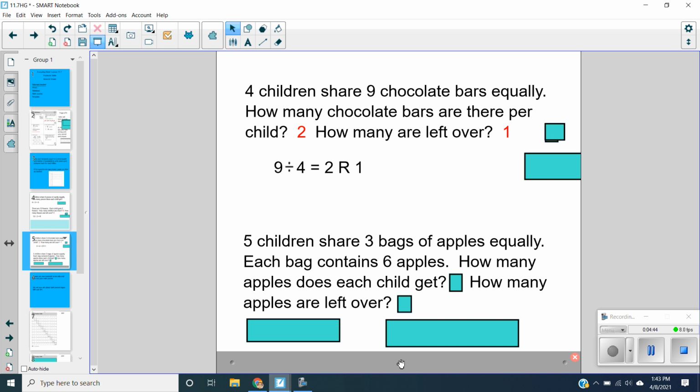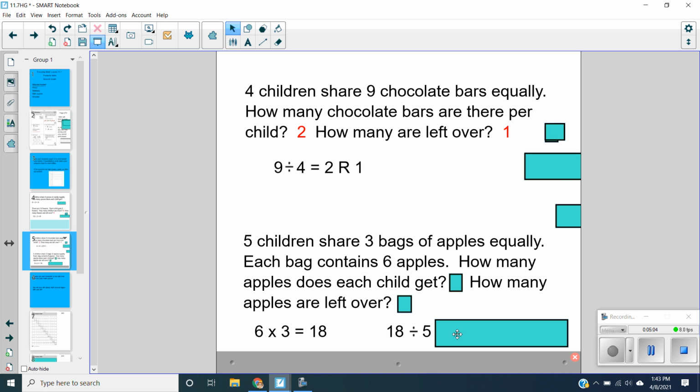So for this problem, I need to do a couple things. First, I need to figure out how many apples I have. If I have 3 bags of apples and there's 6 apples per bag, I first need to multiply 6 times 3 to figure out that I have 18 apples. Now with the 18 apples, I can divide 18 divided by 5.